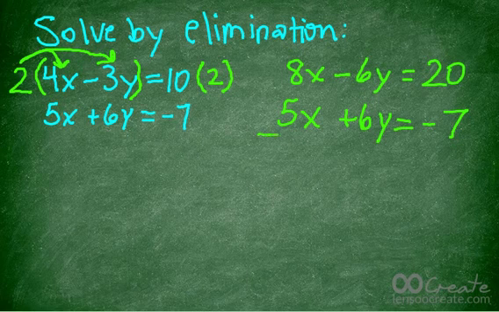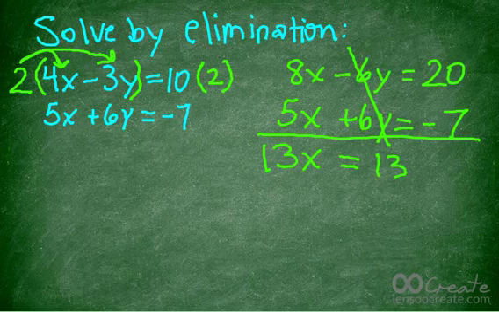Alright, so now looking at our new system, this first equation in green is the same thing as the first equation in blue, except we manipulated it by multiplying it by 2. Now we see that the y's are going to cancel, because what's -6y plus 6y? It should be 0. So now I'm just going to add all the like terms. 8x plus 5x should give me what? 13x. And the y's are gone, so it's just equals 20 plus -7 is 13. So we have 13x equals 13.